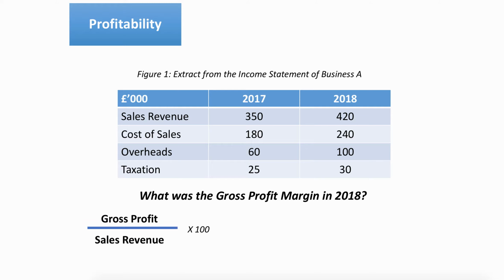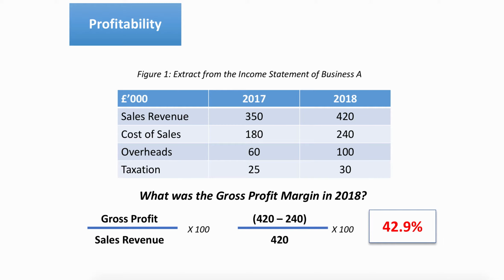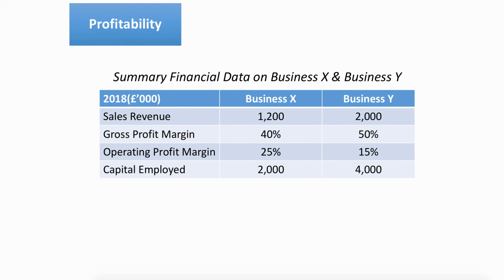So taking the data for 2018, there's our formula. The gross profit margin is gross profit divided by sales revenue. Don't forget, it's a profitability ratio, so we always express that as a percentage, times by 100. Taking the data, sales in 2018 of 420,000 less the cost of sales of 240,000 gives a gross profit of 180,000, divided by 420, times by 100, the answer hopefully you got 42.9%.